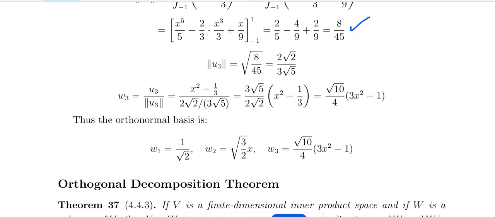So after constructing w3, we can write the orthonormal basis. What is the orthonormal basis? w1, w2, w3. So this is a very important problem, because the orthonormal basis is specially in your syllabus, in the College TRB syllabus.